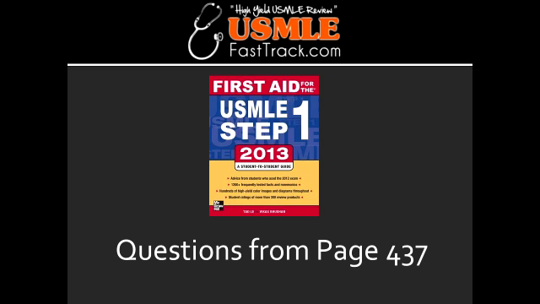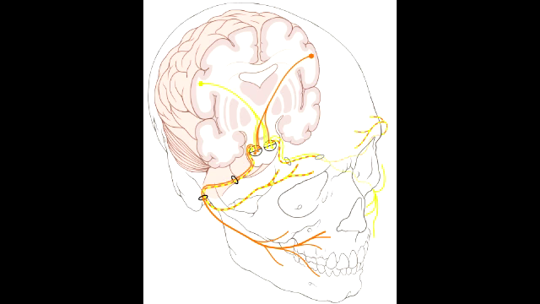The section we're going to talk about today is from First Aid for the USMLE Step 1, 2013 edition, page 437. What is the lower motor neuron lesion of the facial nerve called? The lower motor neuron lesion of the facial nerve is called facial nerve palsy. What is the consequence of facial nerve palsy? The consequence of facial nerve palsy is ipsilateral paralysis of upper and lower face.